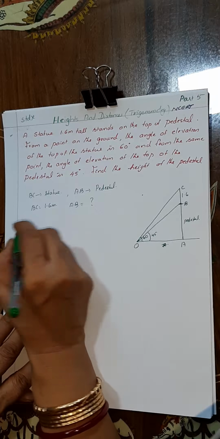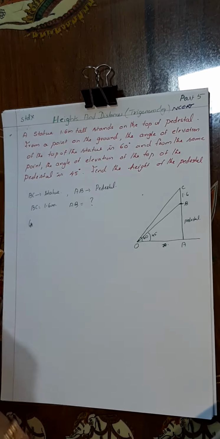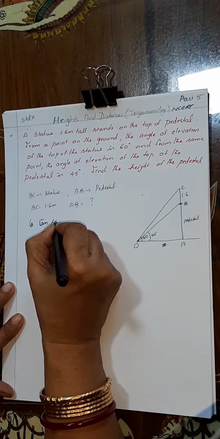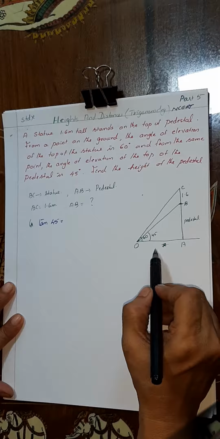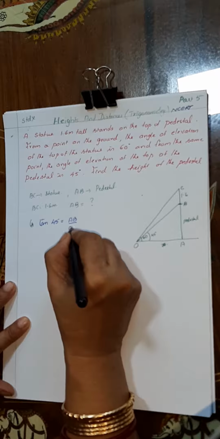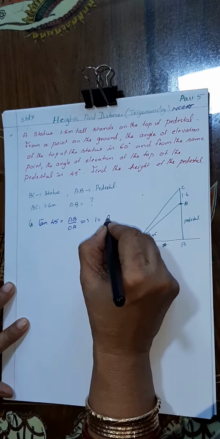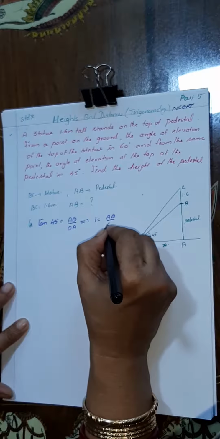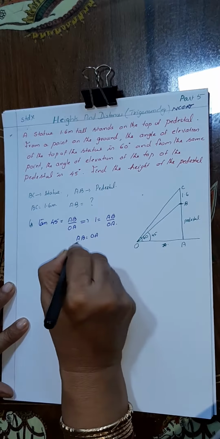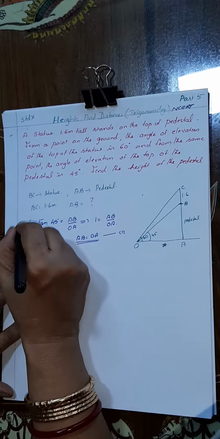Now tan 45 is equal to opposite side by adjacent side. So AB by OA. So 1 is equal to AB by OA. So AB is equal to OA. So this is the first equation. This is in triangle BAO.